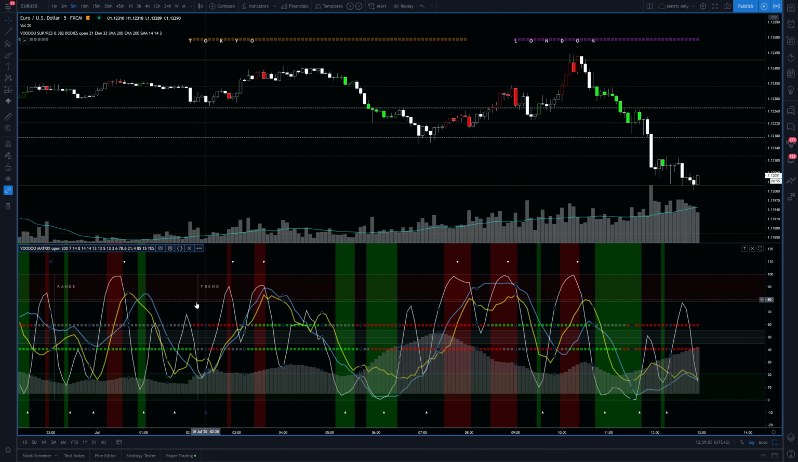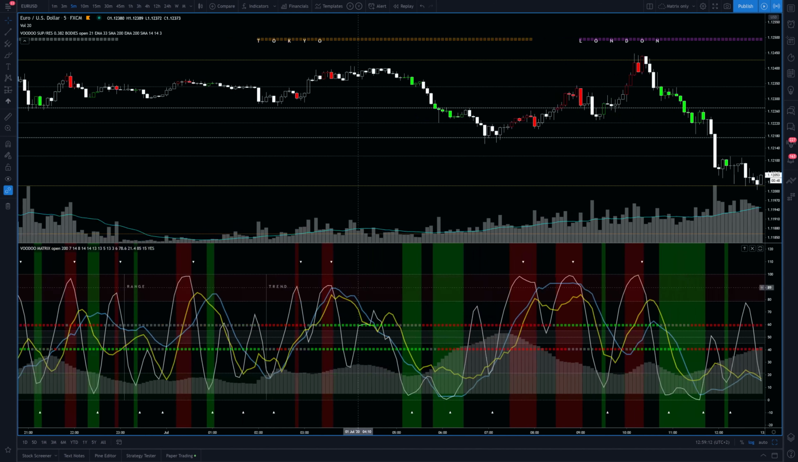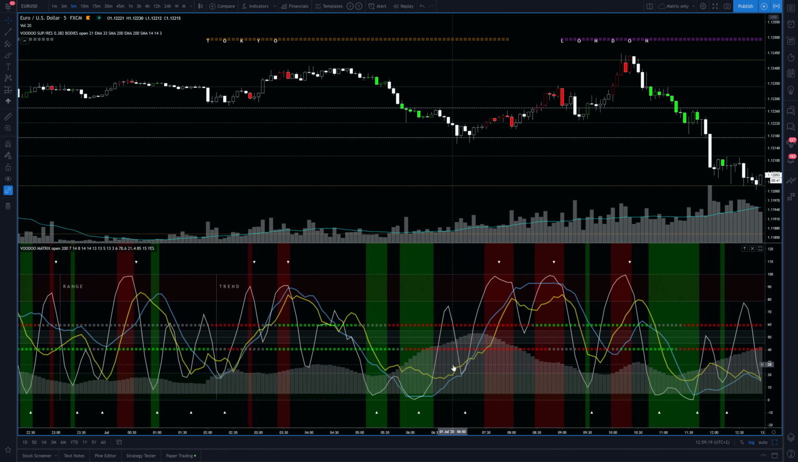Also, whenever you see trend, it doesn't mean that the price action will start moving into a bigger trend. It only means that it will be more volatile and you can expect more juicy movements on the price action.